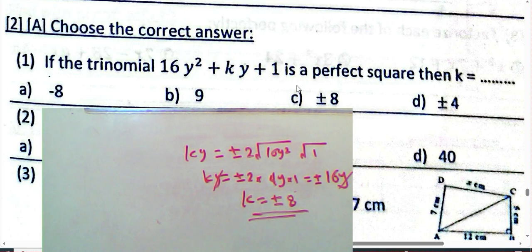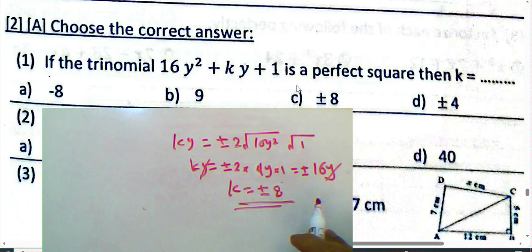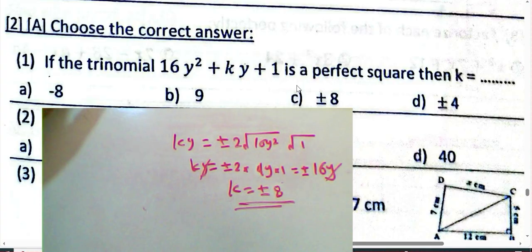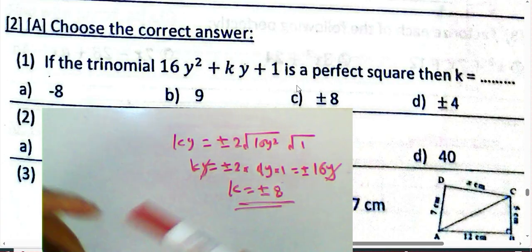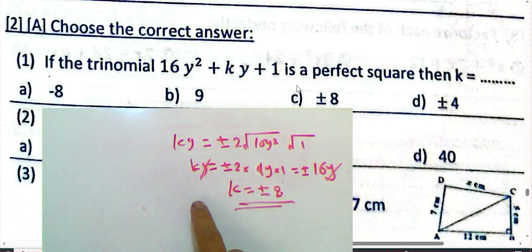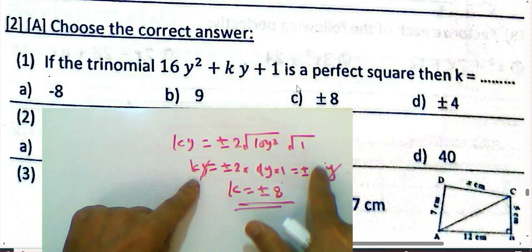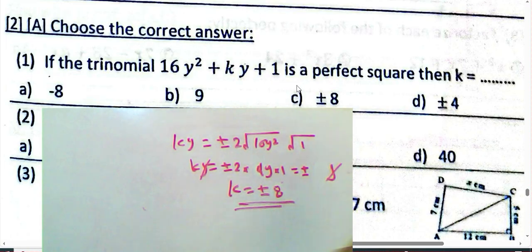Understood? Understood the example? Ky equals positive or negative 2 multiplied by the square root of 16y squared multiplied by the square root of 1. The square root of 16 equals 4, then the coefficient of y, k, equals positive or negative 2 times 4, which equals 8. You can write this method to find the answer. Then the answer will be letter C.